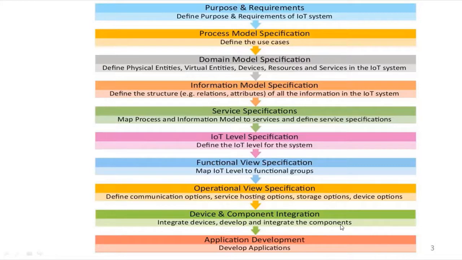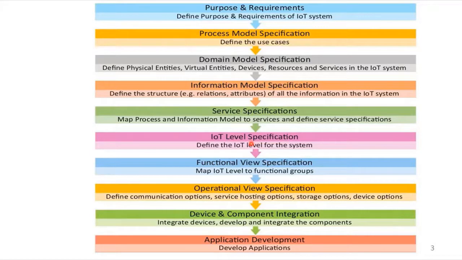And then coming to the next important one, the service specification. What is the service specification? In the service specification, there is a mapping process. This is mapping the process model specification to the information model specification. The mapping of process model specification to information model specification is called service specification. Based on the mapping, you will define the different services. That is simple information.